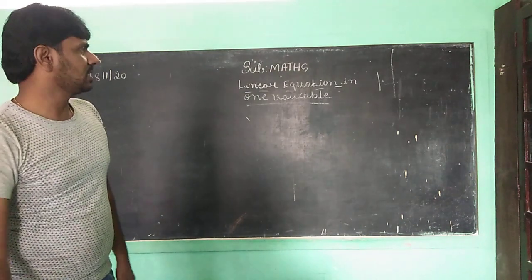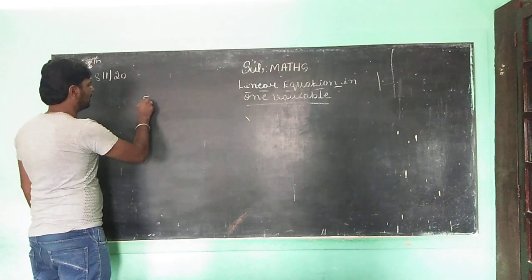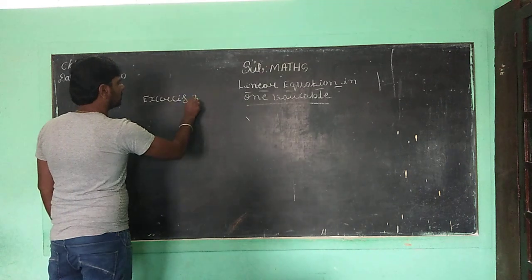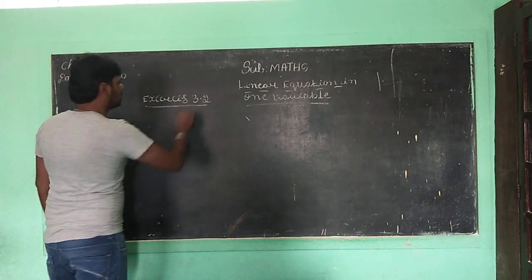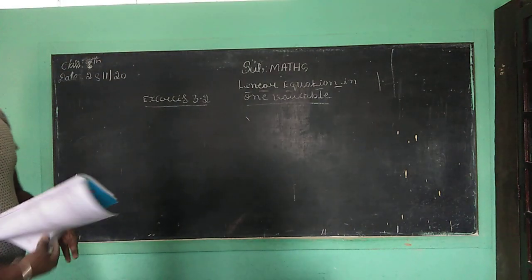Today we want to discuss the linear equation in one variable, Exercise 3.2, children. So children, what is the first question? You want to read, children.